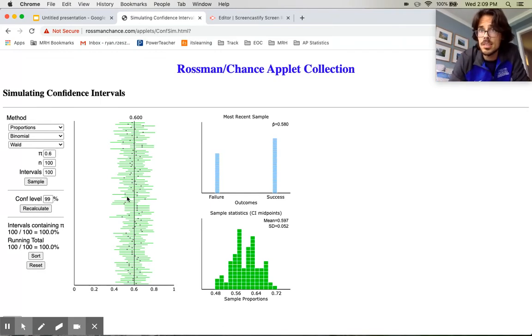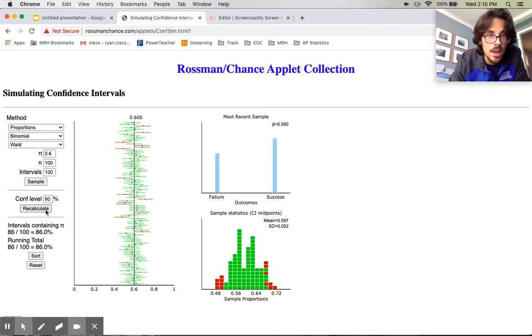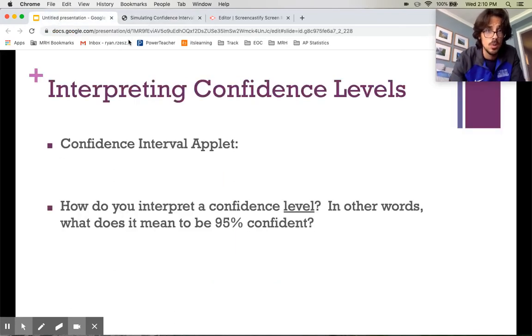Why does it make sense that they'd be wider? Well, now instead of 95% of our different samples working out, we want 99 of them to work out. And if it's 99%, a higher percentage, it's going to get wider to compensate for that. If I lower this guy to like a 90, well, now you're going to see them shrink quite a bit because only 90% of them are going to capture the right answer. So that's the idea behind a confidence level.